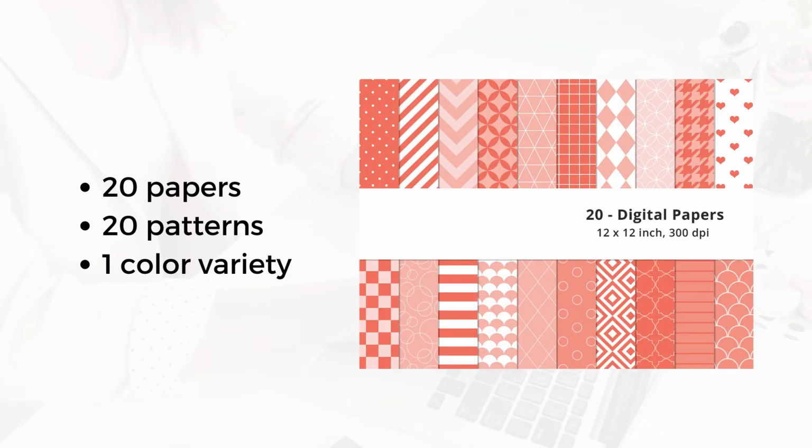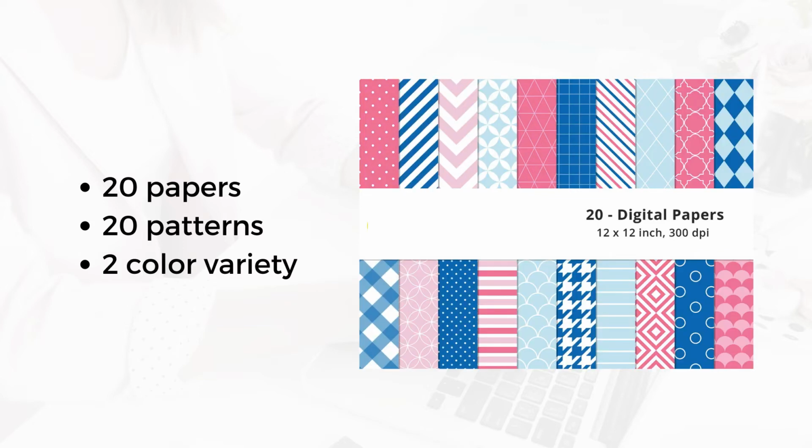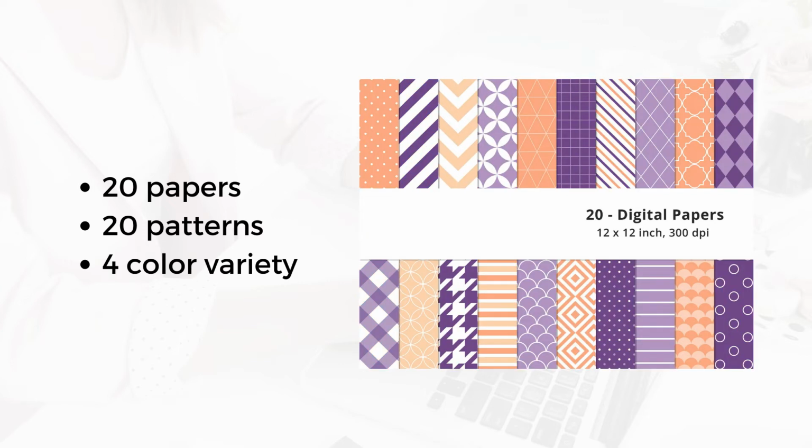This template is designed to work with 20 patterns, creating this color variety just from one color. This template is designed with 20 patterns using a two-color variety, which makes use of different opacities of the color to create a dynamic look to your digital paper pack. This template is designed to work with 4 different colors. In this case, you can select the secondary colors in addition to the primary colors.